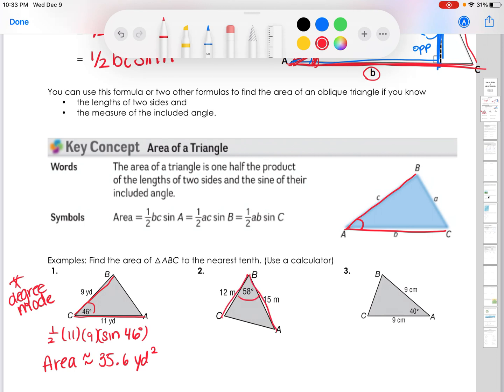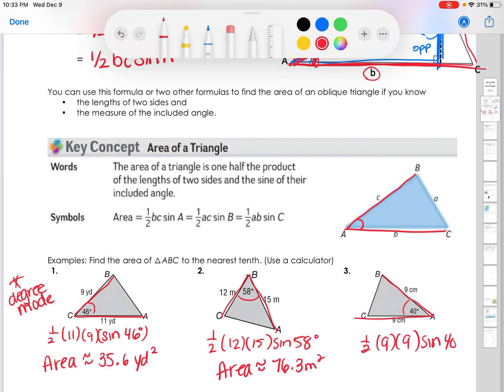When I take a look at the next one, again, I have my two sides and I have that included angle. So I'm going to use 1/2 times the two sides times sine of the included angle. And again, with the calculator, that's going to give us about 76.3 meters squared. And lastly, again, I have two sides and I have the included angle. So I have 1/2 times side times sine of the angle. And when I multiply that out, I'm going to get that the area is about 26.0 centimeters squared.